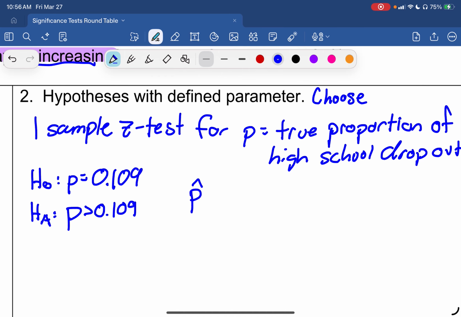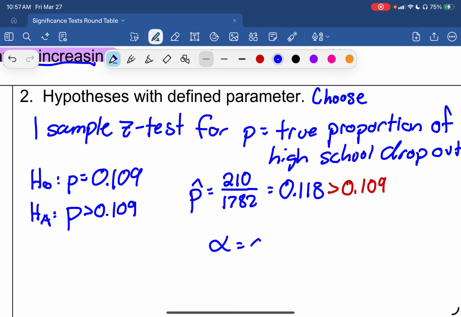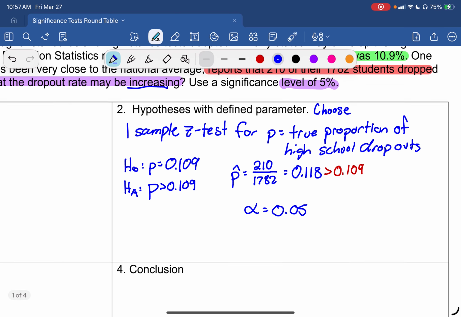Now, again, I always talk about how we can look at our evidence based on our statistic here. So we have our p hat, 210 divided by 1,782. This is 0.118. That's greater than 0.109, telling us, hey, at this 5% significance level, we don't know yet, but we do have some evidence to support that alternative hypothesis.